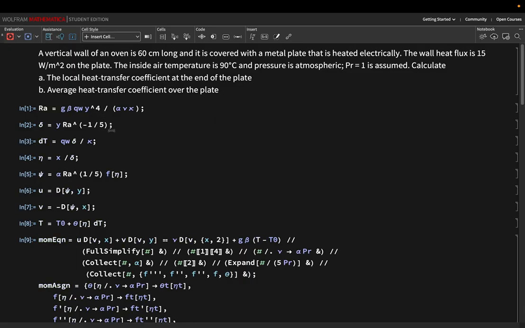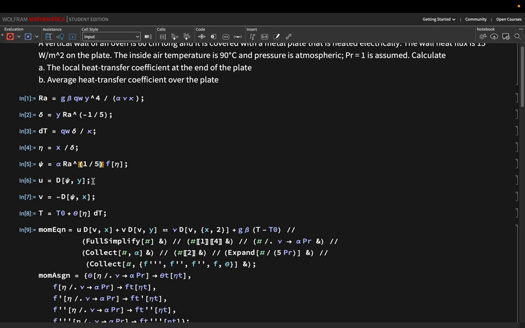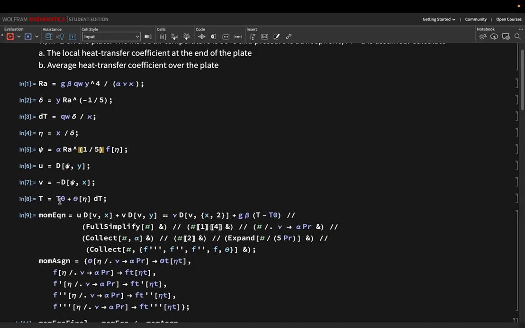So the equations are the same as before, just that we have redefined the Rayleigh number in terms of heat flux instead of temperature difference. I've written eta as x by delta. It's all the same as before. Psi is alpha times something; again, I've changed the exponent here just to get that self-similarity. U is defined as del psi del y. V is minus del psi del x. And T is T naught plus theta times zeta. Previously this was TW minus T naught, or T infinite, whatever it was. So now it will be delta T, which is given by this expression.